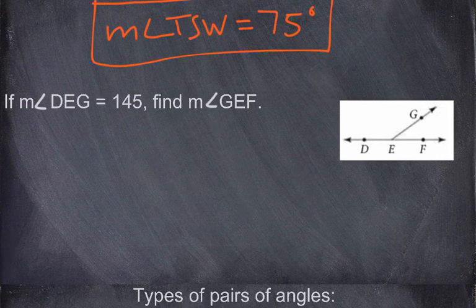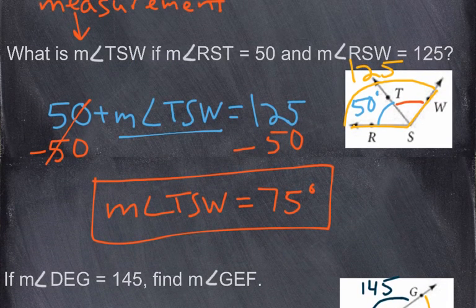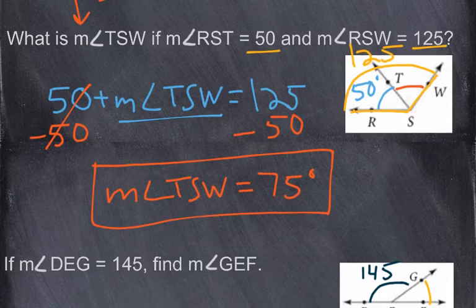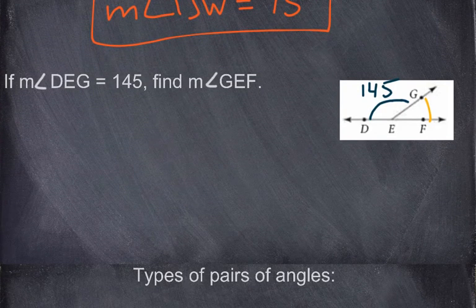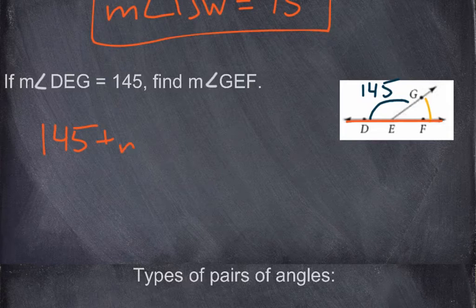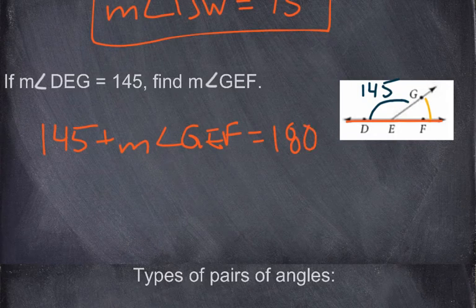Now this one says, if we know that DEG, so from here all the way to here, is 145, what is GEF? Now it only gave us one degree measure. Notice on this one up here, it gave us two. It gave us the 50, it gave us the 125. This, all it gives us is 145. Well, we can still solve this because, again, this is a straight line. So we know that 145 plus the measurement of angle GEF is equal to 180 degrees.